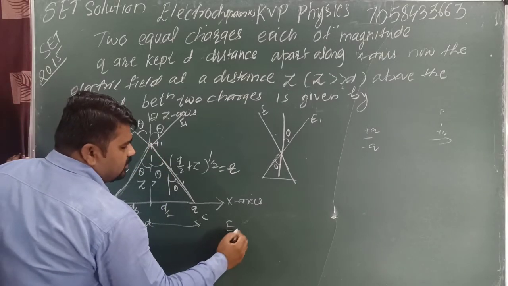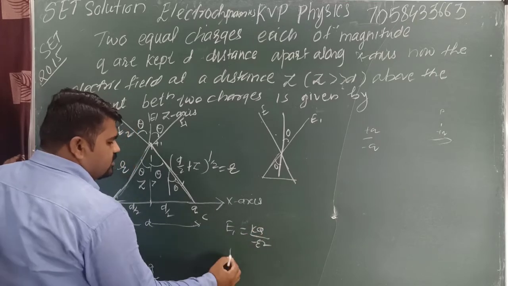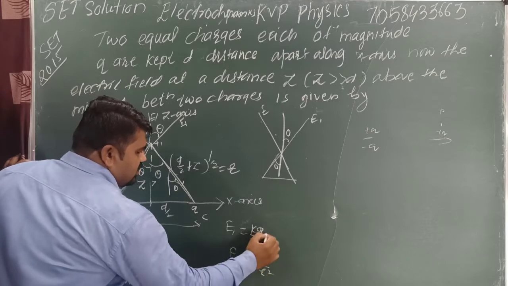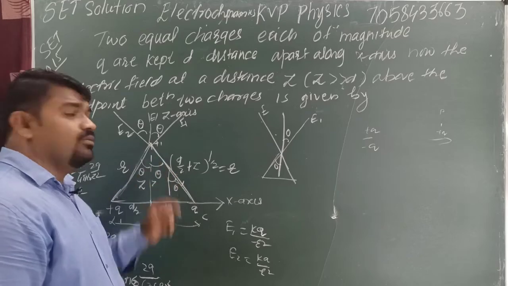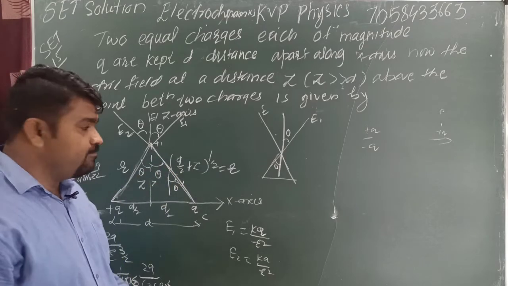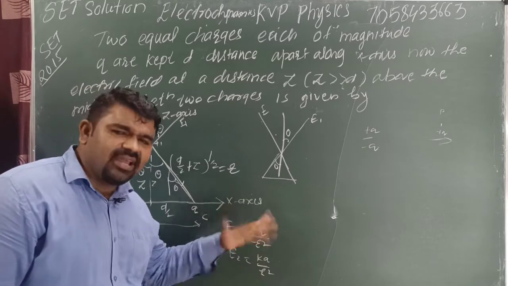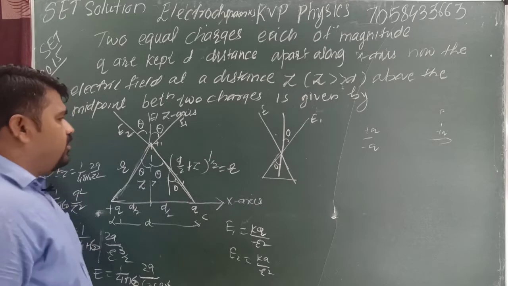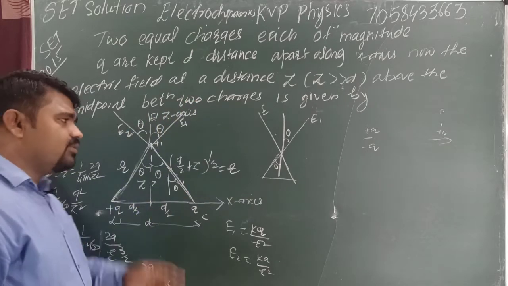E1 is equal to kq upon r square. What is the E2 electric field? E2 is equal to kq upon r square. Both charges are the same, so the same kq upon r square. r means the distance from this point to this point. If it is only a single charge, we can take this directly as the answer. Got it? But here there are two charges, and the electric fields are going in between two axes, so we need to resolve this component.